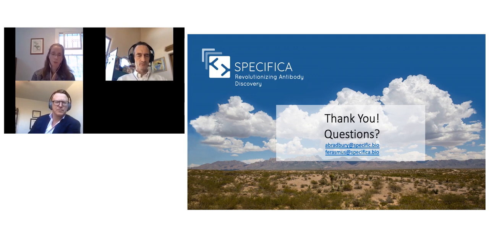Next question, why do Specifica libraries generate such high affinity binders? Is it just through high diversity, or does removing liabilities indirectly improve affinity? So as I mentioned before, I think it's very high functional diversity with very carefully curated next-gen sequencing confirmation of genetic diversity as well.